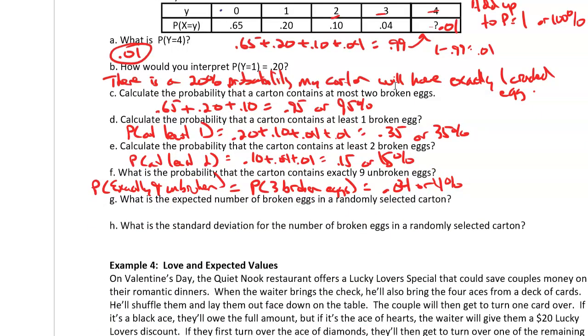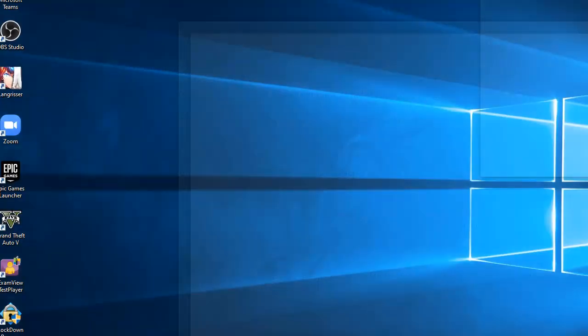All right, so for the next part, what is the expected number of broken eggs? To figure out the expected number, I would need to calculate the expected value for this table. And for the standard deviation, I need to calculate the standard deviation. I'm going to do that in Stapplet.